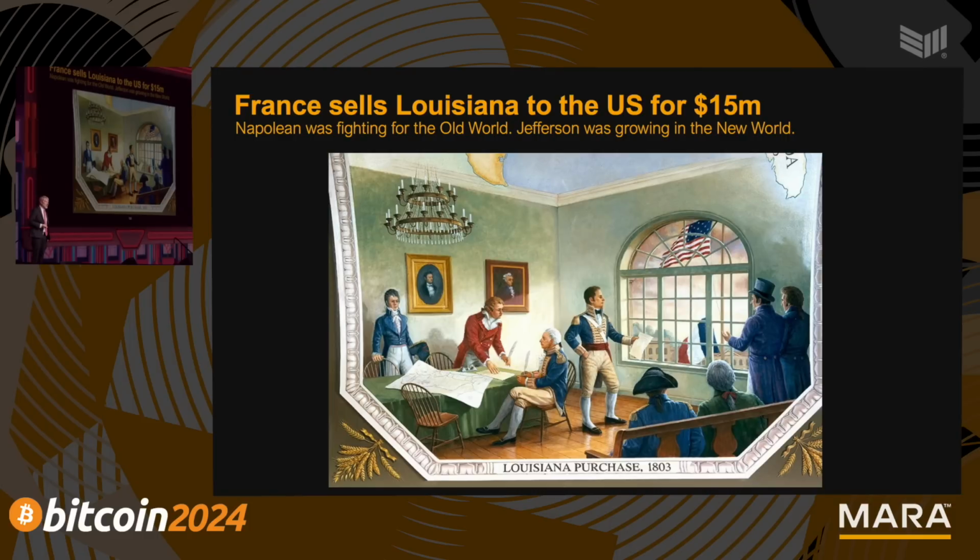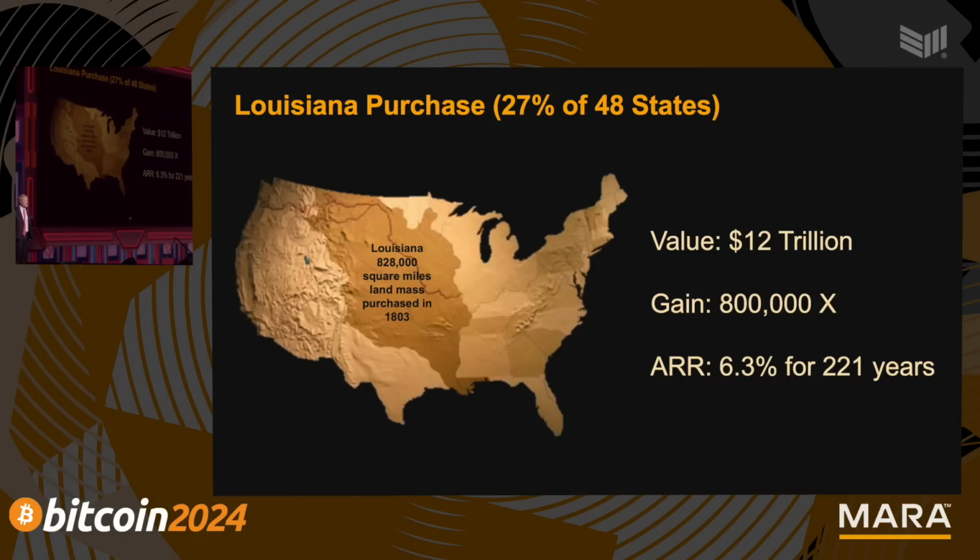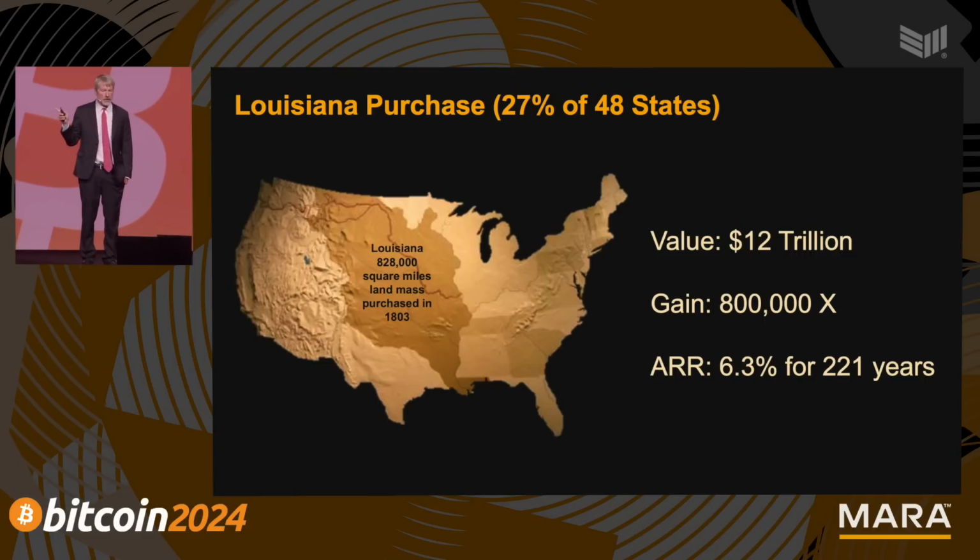Napoleon wanted to gallivant across the old world, and Jefferson wanted to expand in the new world. So France sells Louisiana to the U.S. for $15 million in 1803. The $15 million probably lasted a few months fueling the French army. It's gone. Jefferson got 27% of the United States. It's an 800,000x return. Worth 12 trillion or more. It'll be worth more. Jefferson had some vision, as did this man.